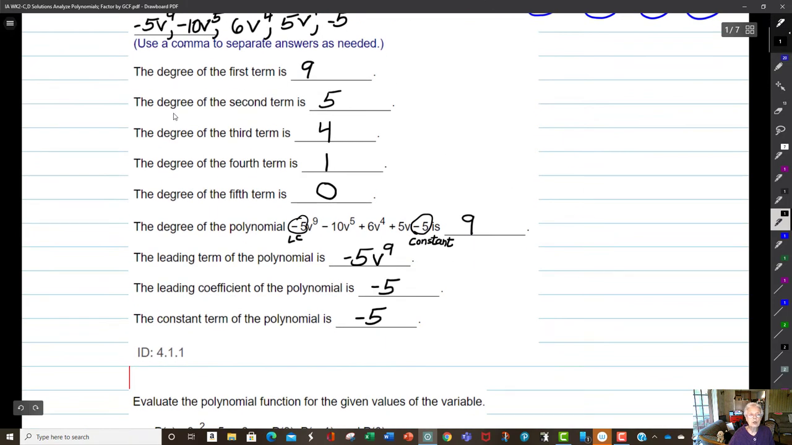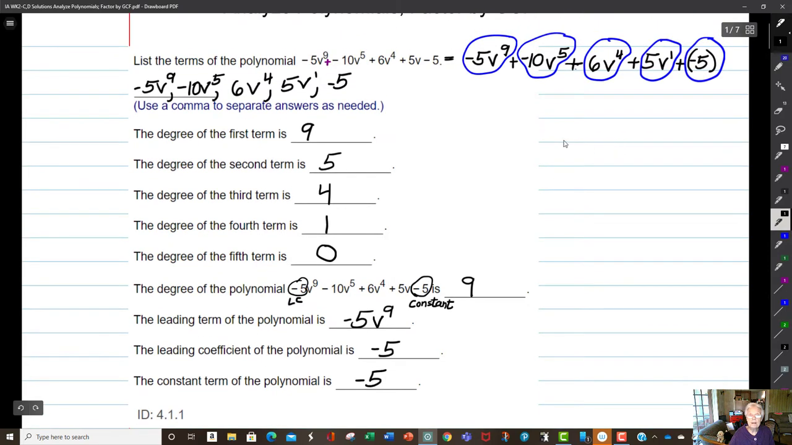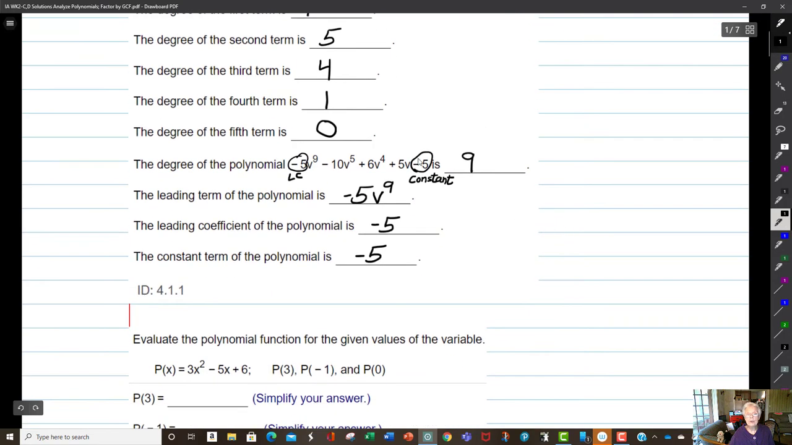Okay, it's important to know about the degrees of every term. The degree of every term is the highest power of the variable until you get to the term that has no variable. Its degree is 0. The degree of the entire polynomial is the degree of the highest power term, which is 9. The leading term of the polynomial is the highest degree term. The leading coefficient is the number in front of the highest degree term. And the constant is the number that does not have a variable.